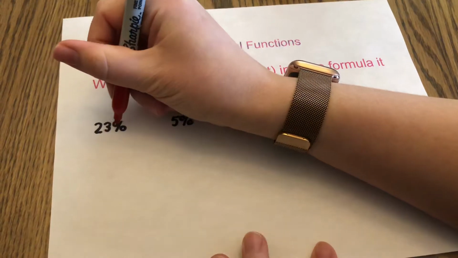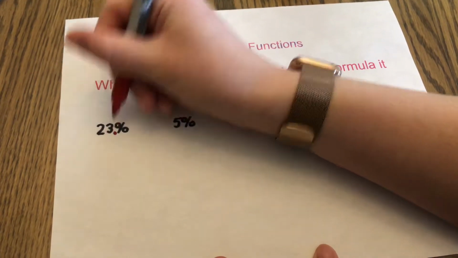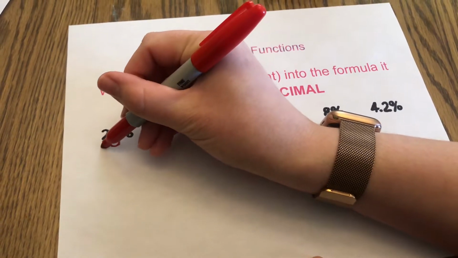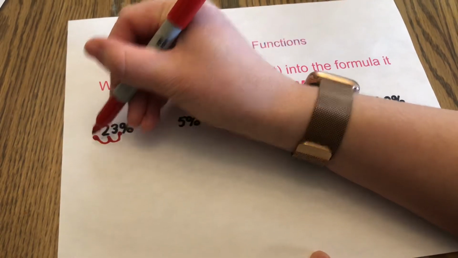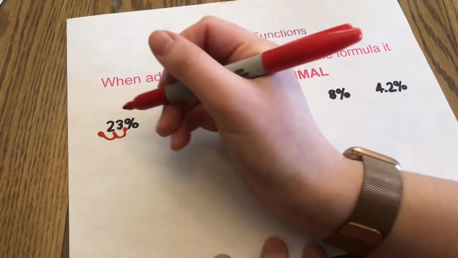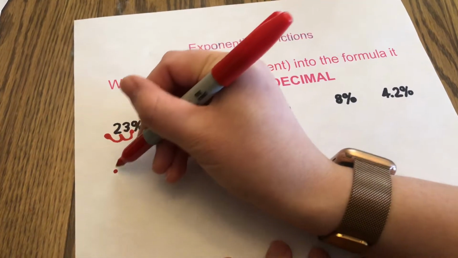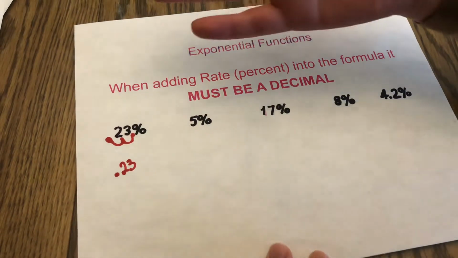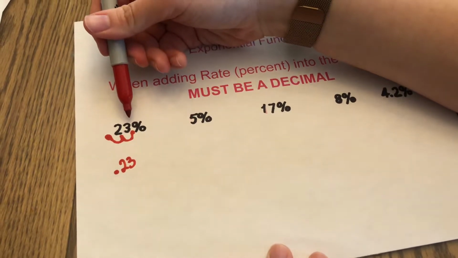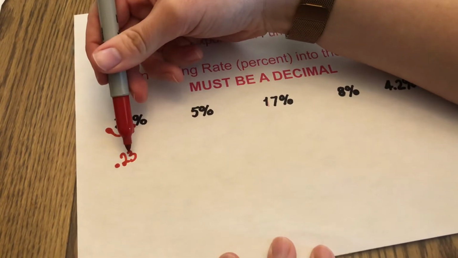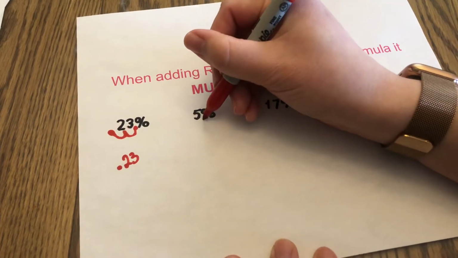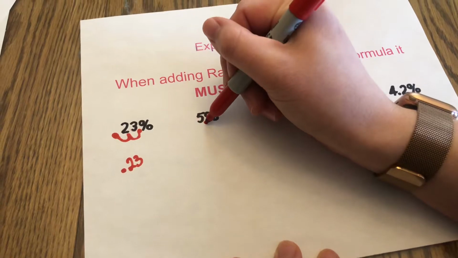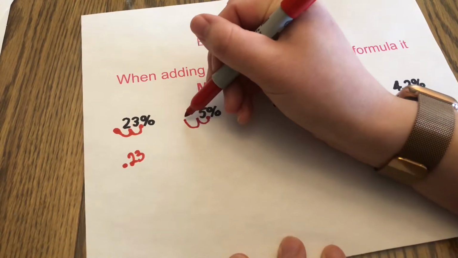So right now with my 23%, I have an imaginary decimal point there. I'm going to move my decimal point over 2 units. So 23% is equivalent to 0.23. So when I'm plugging into my problem, I wouldn't be putting in 23, I would be putting in 0.23. Same idea with my 5. My 5 has a decimal point over here on the end. I still have to move it over 2 units.